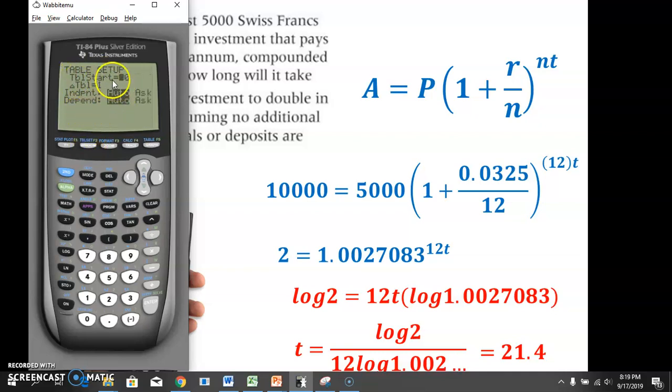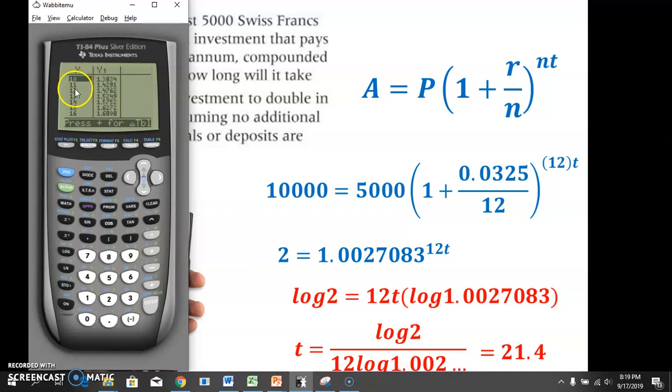It says, where do you want to start the table? So let's say I just start it at 10, and then this triangle means delta table, the change in table. It means what do you want the x values to go up by? Well, I'm looking for an answer in years here, so I'm going to make the x values go by ones. So I'm going to keep a 1 there. I'm going to make the table start at 10. Now I'm going to go back to the table, second table.